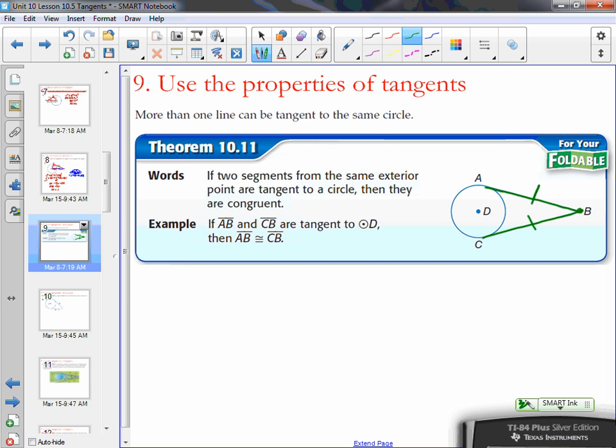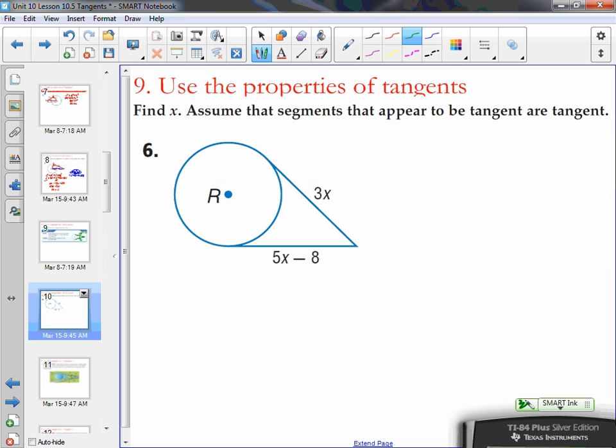And I got to say segments, I can't say lines, can I? Lines aren't congruent. Segments are. So those 2 segments are congruent. So if the length of AB was 10, what's the length of BC? 10. Let's see how that works out. Number 6. Again, if the segment looks tangent, it is.